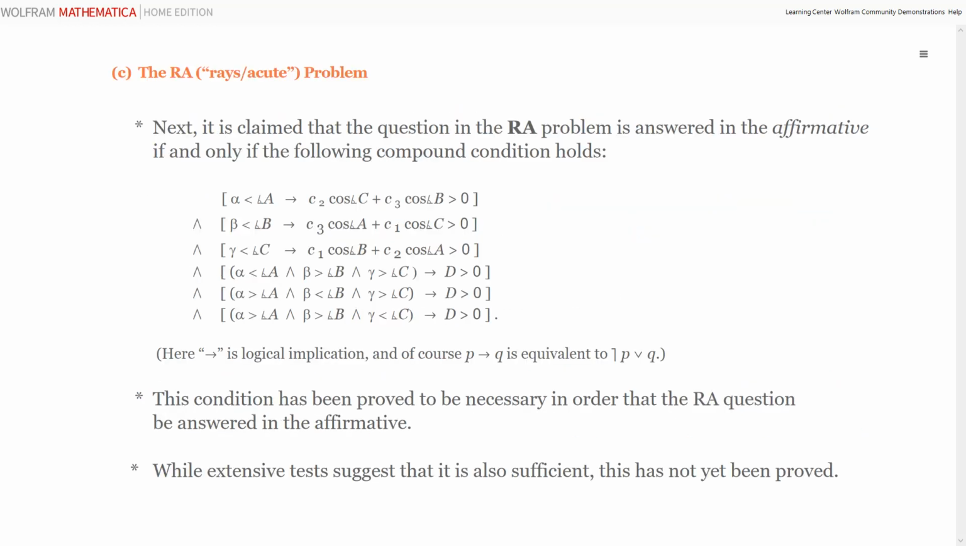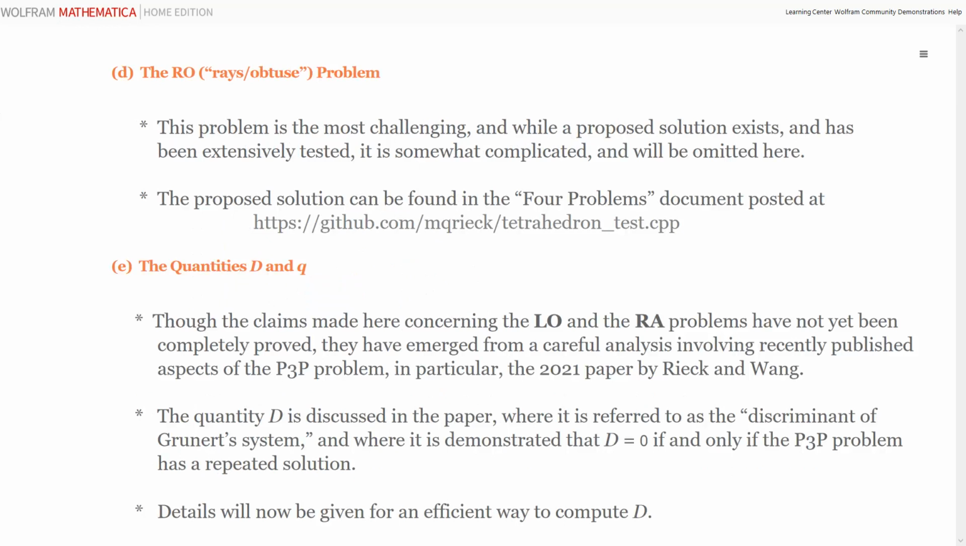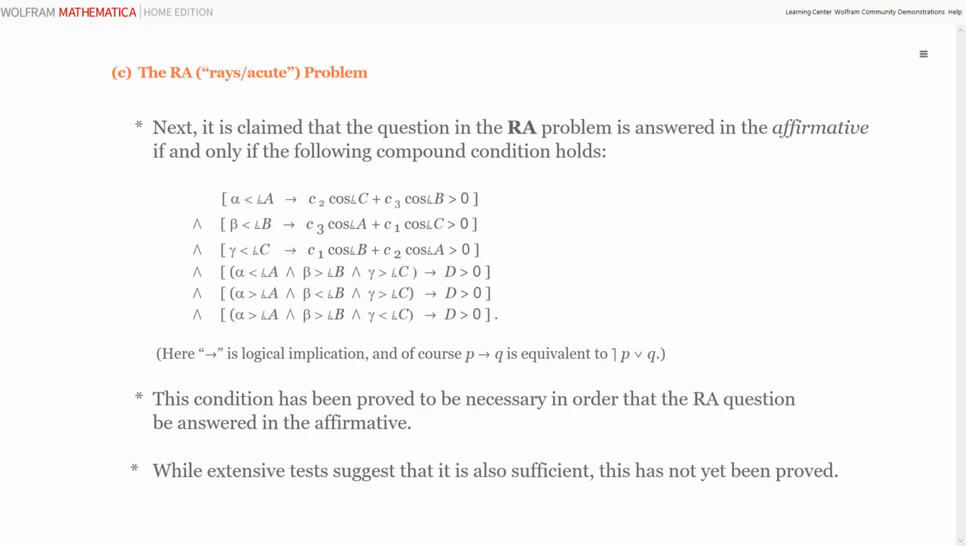All right, now the RA problem, my investigation of it actually predates my investigation of the LO problem, and I've had this sort of figured out for, oh, basically most of a year, I'd say. All right, so here's what I claim concerning the RA problem. The question in the RA problem is answered in the affirmative if and only if the following compound condition holds.